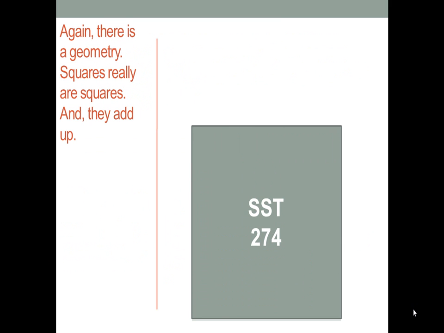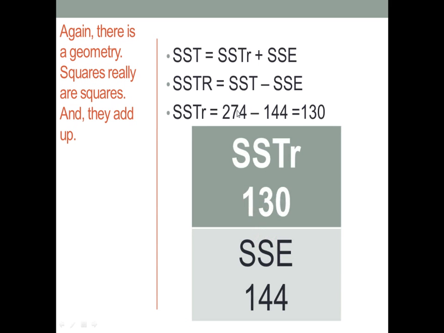Just take another look at the geometry of the sum of squares. If we think back a few slides ago, and hopefully you have this written down somewhere, we had the 15 numbers, the deviations, the squares of each deviation, and we added those up, and we had 274. So this whole area of the square that I have here is the 274. It's the sum of those squared deviations. We can divide that up into 2 portions: the sum of squares treatment, which was 130, and the sum of squares error, which was 144.